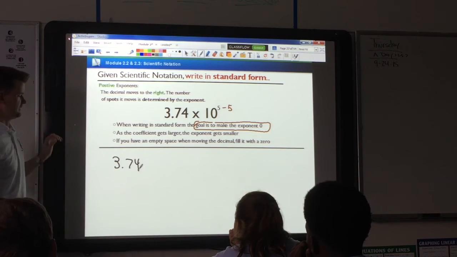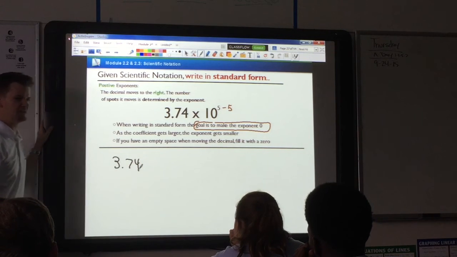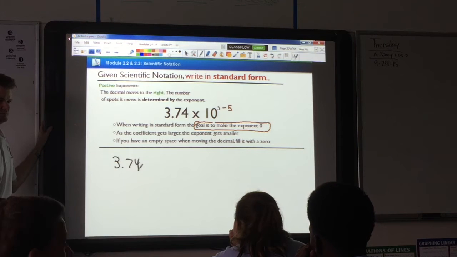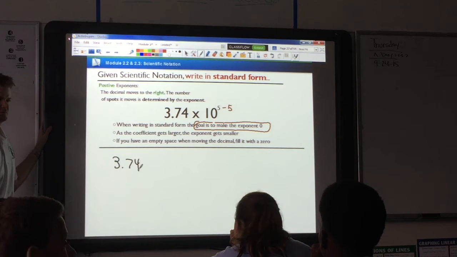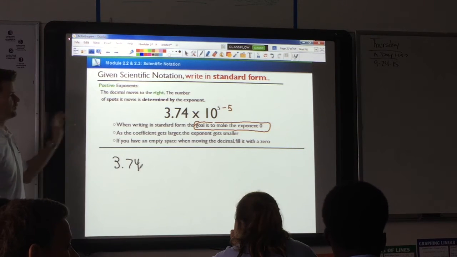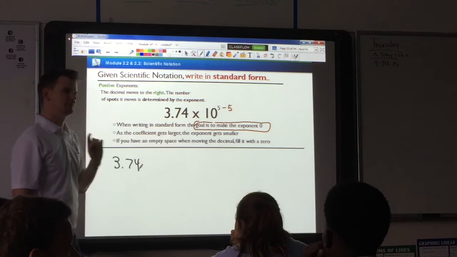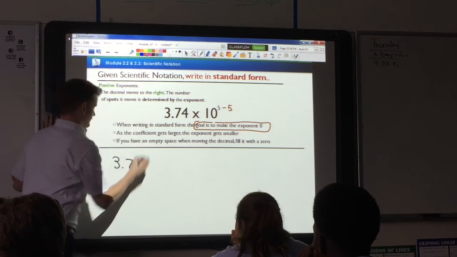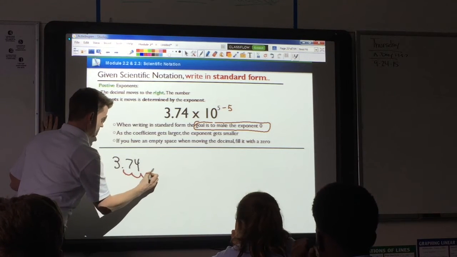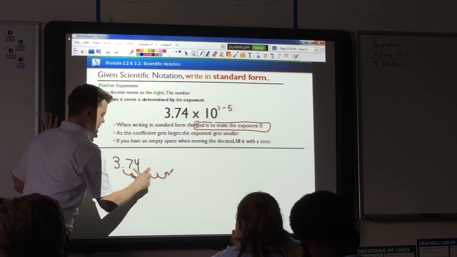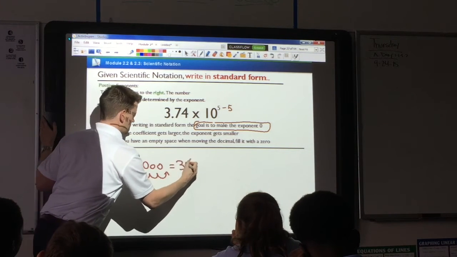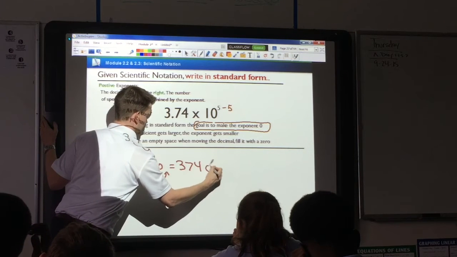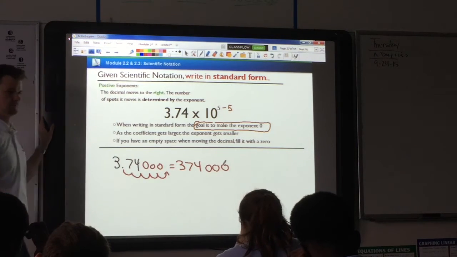Once again, the exponent got smaller, so the coefficient must get bigger. Sydney, how many times do you think I have to move this decimal? Well, what did we take away from 5? 5 to the right. Watch what happens here. 1, 2, 3, 4, 5. What goes in these gaps? Zeros. And this number becomes 374,000.